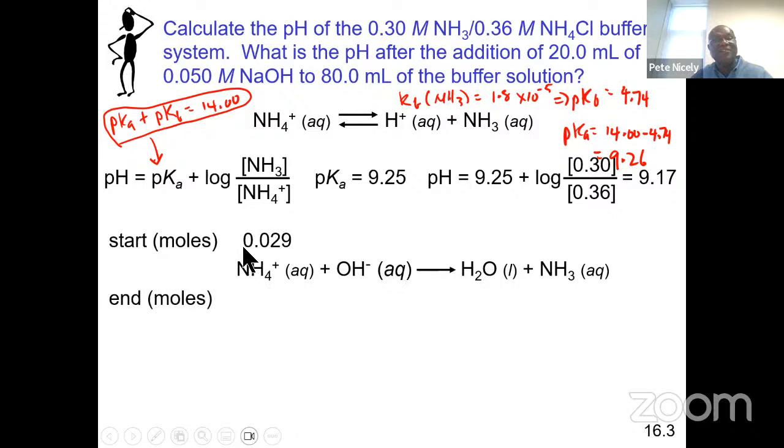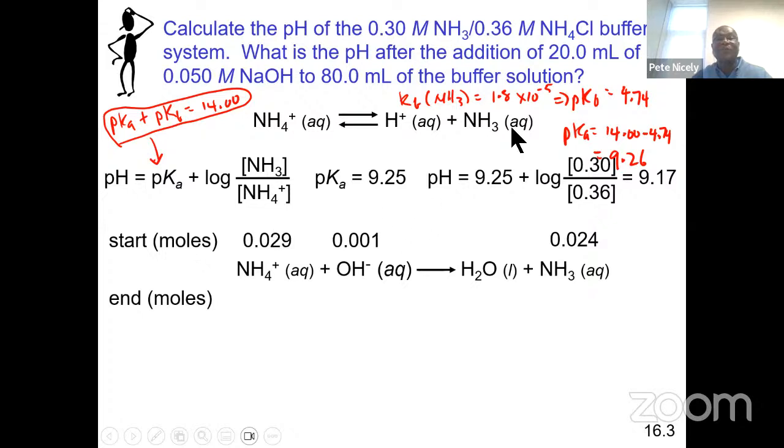Initially, these are the values. Now, well, let me back up a bit here. Now you might be wondering, how do we get the moles of ammonium, and the moles of hydroxide? Well, it's very simple actually, because they gave you the volume of each solution and you know the molarity of each of these two. In the case of the ammonium, that would be equal to the molarity, which is 0.36, times the volume, which is 80 mL, all right?